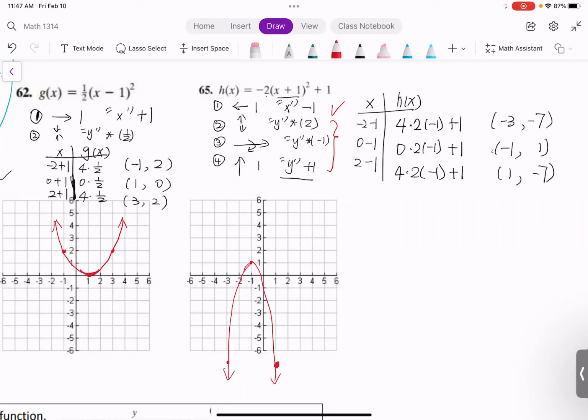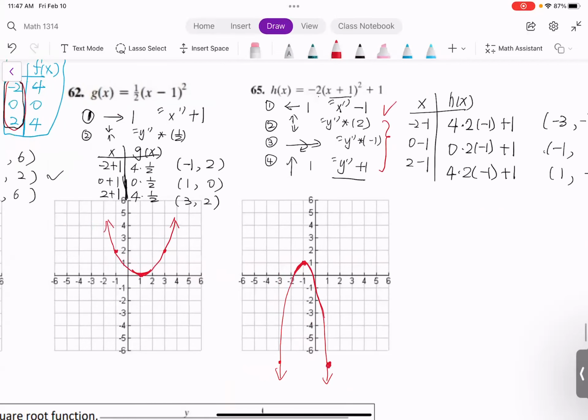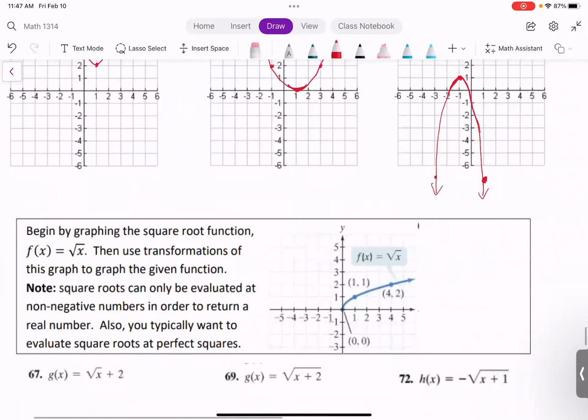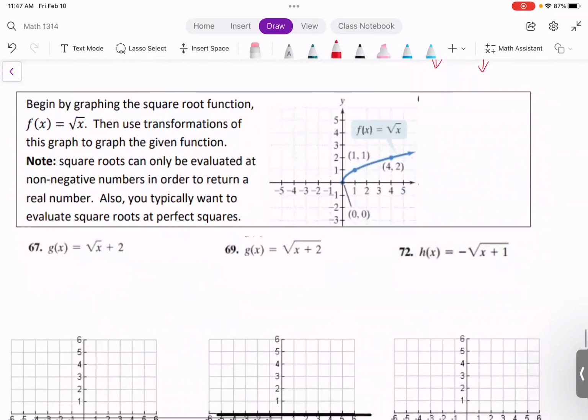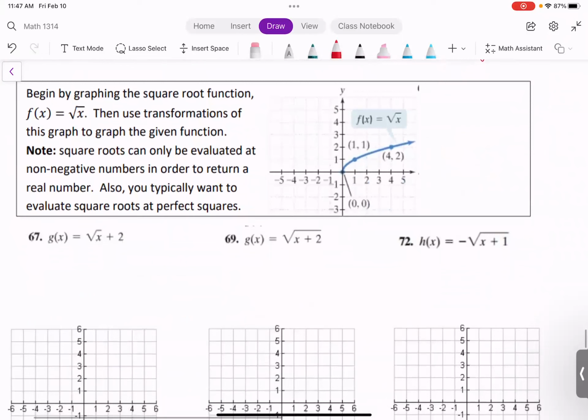Here there is no pointed vertex, so here is smooth. Okay, we found the 3 key points. Let's move on. Let's see the second example.